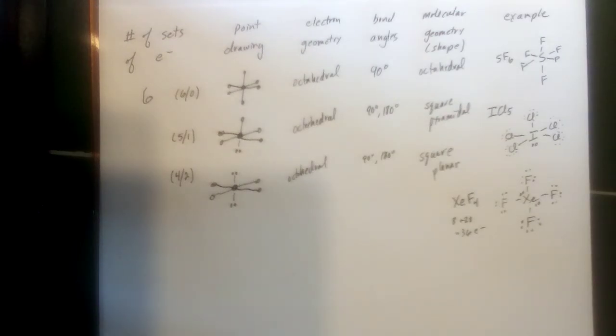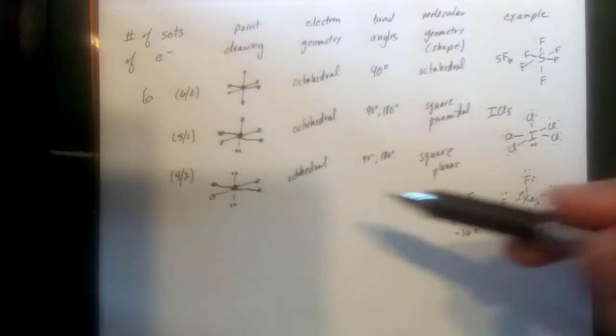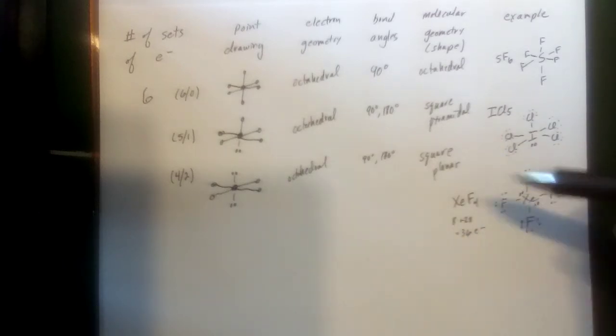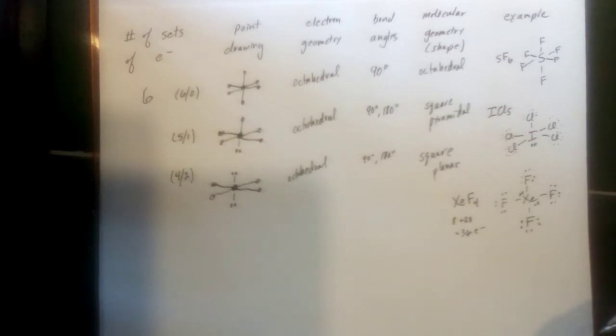Now, xenon is a big atom. It's big enough that you can have that many electrons around it, right? But again, if you drew this structure, you would look at it and you go 1, 2, 3, 4, 5, 6 sets of electrons. That's an octahedral electron geometry, but 2 of them are lone pairs. The shape is going to be square planar, okay?